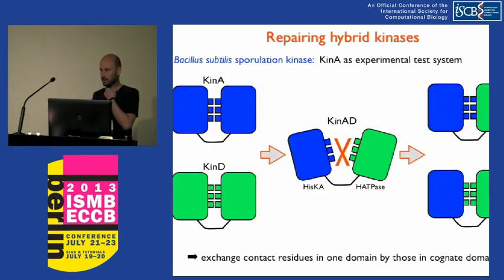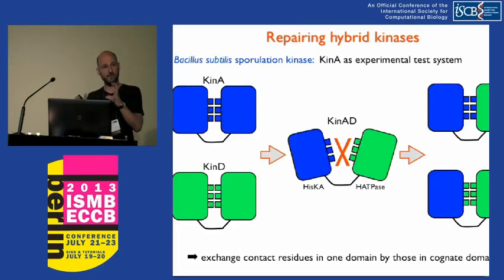We took a nice system which is experimentally accessible, gives a nice phenotype: a sporulation kinase from B. subtilis. In the first place, we produced a non-functional hybrid, which has the histidine kinase domain from KinA and the HATPase domain from KinD. And it's not functional. I will show you the results in a second.